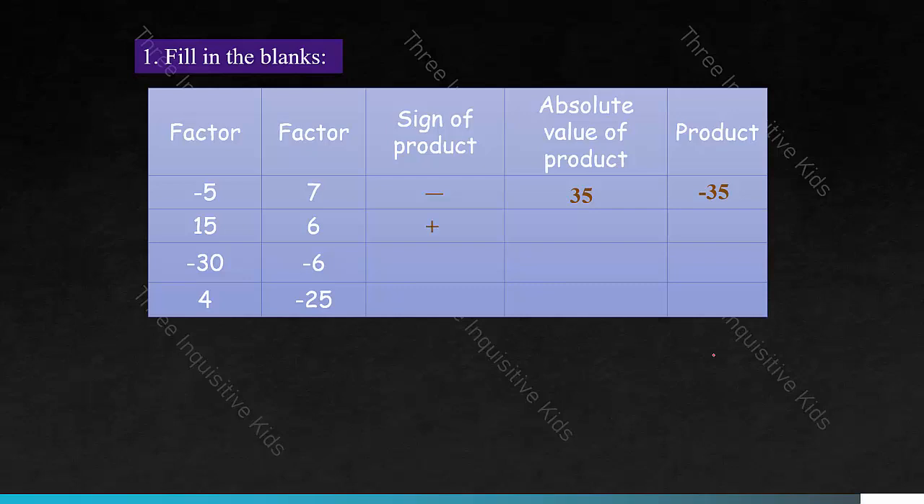For the second row, we have a positive sign. And the absolute value is going to be 90. And the product is positive 90. For the third row, we have a positive product again. The absolute value is 180 and the product is positive 180. For the fourth row, we have a negative product. The absolute value is going to be 100 and the product is negative 100.